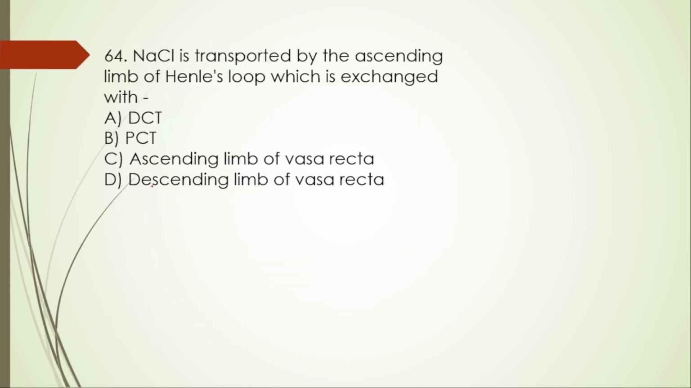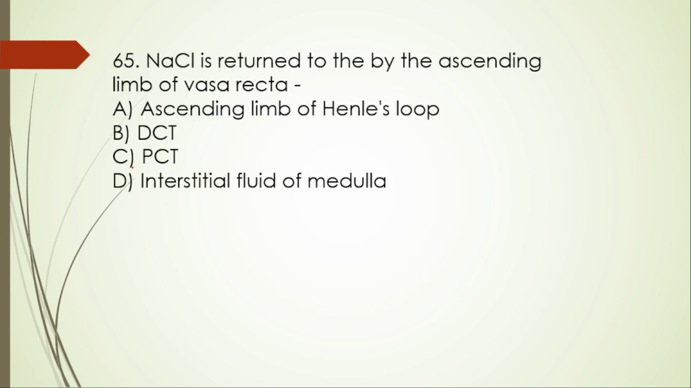Next question, that is question number 64. NaCl is transported by the ascending limb of Henle's loop, which is exchanged with A. DCT, B. PCT, C. Ascending limb to vasa recta, D. Descending limb to vasa recta. So here the right option is D. Next, 65. NaCl is returned to the dash by the ascending limb of vasa recta. A. Ascending limb of Henle's loop, DCT, PCT, and then interstitial fluid of medulla. Here the right option is option D.